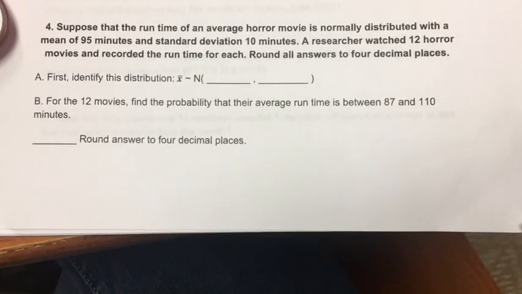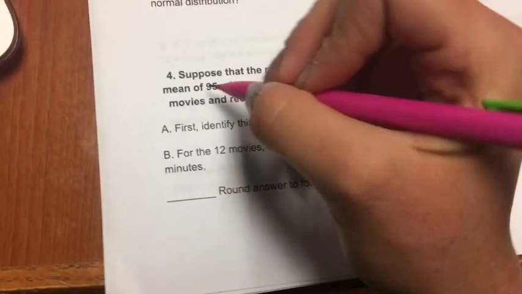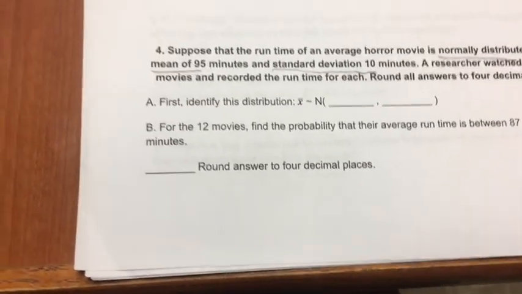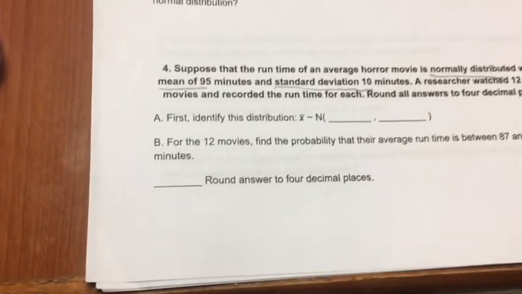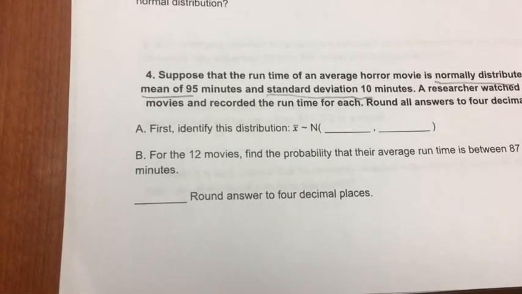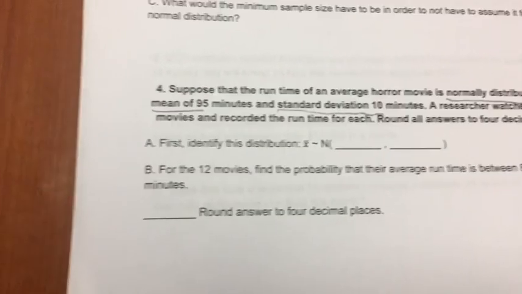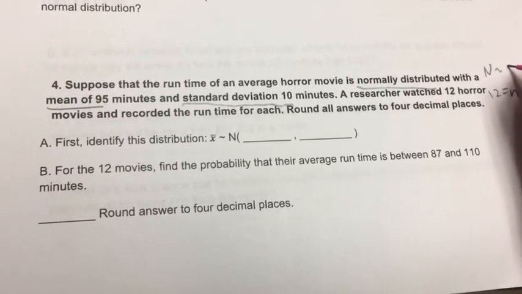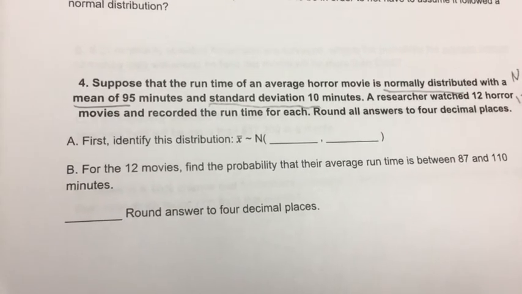And now part 4 is telling you that you have an average horror movie runtime that's normally distributed with a mean of 95 and a standard deviation of 10. And then it's telling you that a researcher watched 12 movies and that became his sample size. So 12 is going to equal n, and since it's normally distributed, you have a mean of 95 and again a standard deviation of 10.